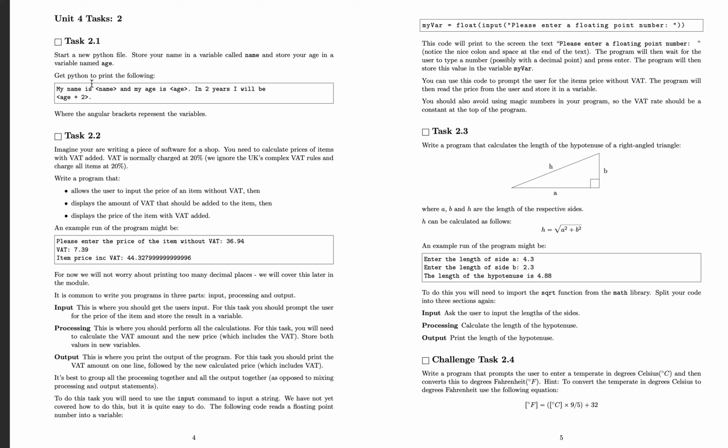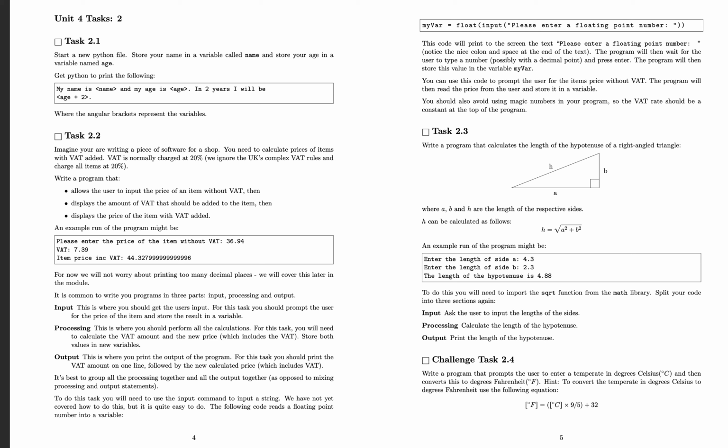The following code reads a floating point number into a variable. So if we look on the right-hand side, myVar equals float input, "Please enter a floating point number: ". This code will print to the screen the text, please enter a floating point number. Notice the nice colon and the space at the end of the text. The program will then wait for the user to type a number, possibly with a decimal point, and press enter. The program will then store the value in the variable myVar.